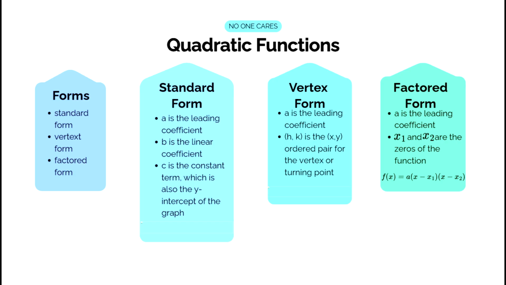We'll see these forms later. Vertex form is when A is the leading coefficient, (h, k) is the x-y ordered pair for the vertex or the turning point, and factored form is when A is the leading coefficient and x1 and x2 are the zeros of the function. It's f(x) = a(x - x1)(x - x2). And just so you know, these x1s and x2s were really little at one point.